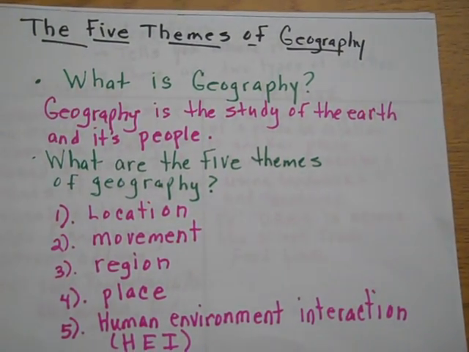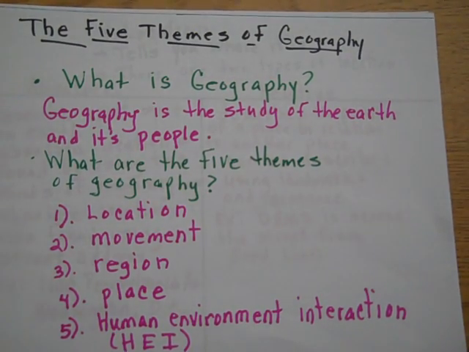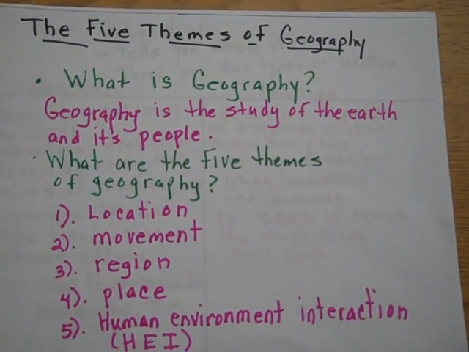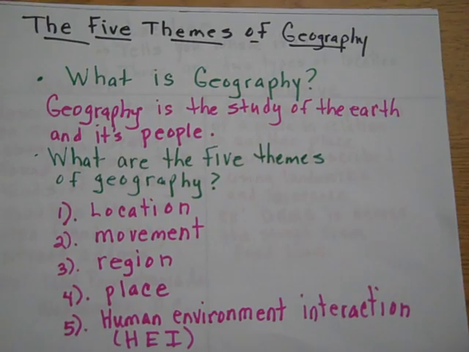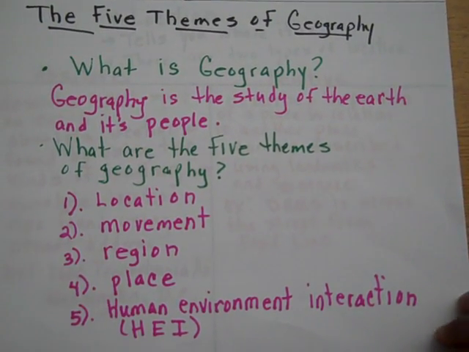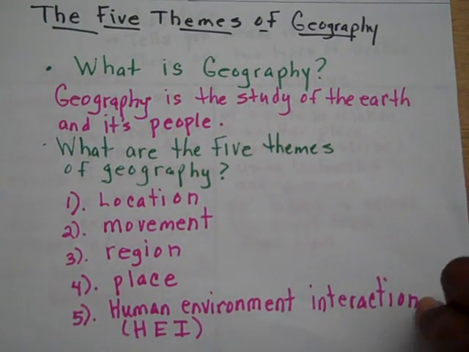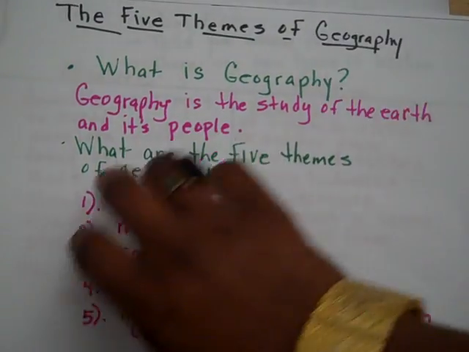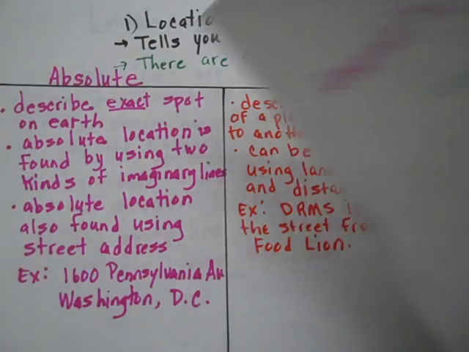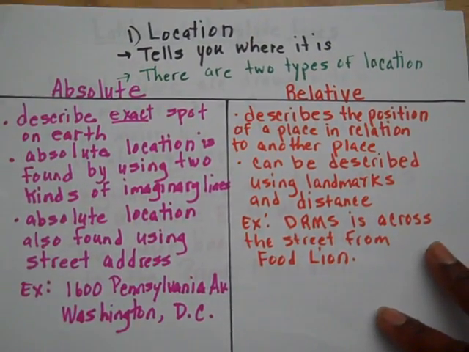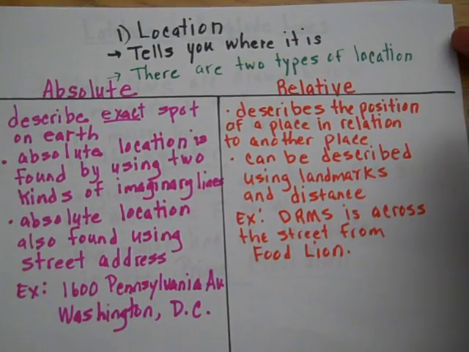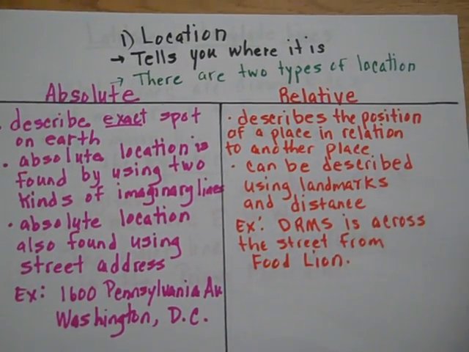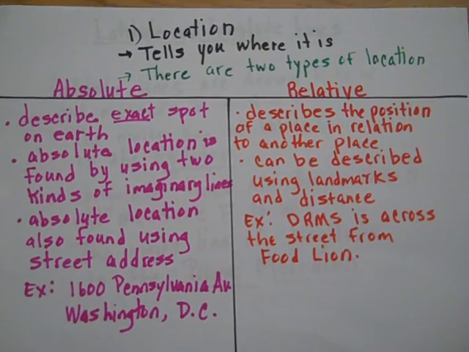There are 5 basic themes of geography. The first theme is location, the second is movement, the third theme is region, the fourth is place, and the last one is human-environment interaction. Location. Location tells you where it is. If you're trying to find the location, you should ask yourself the question, where is it?